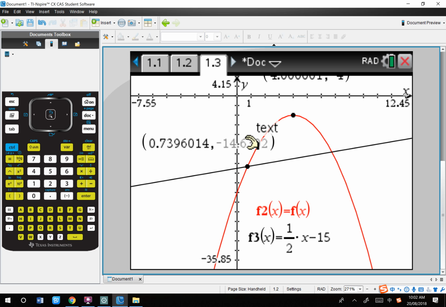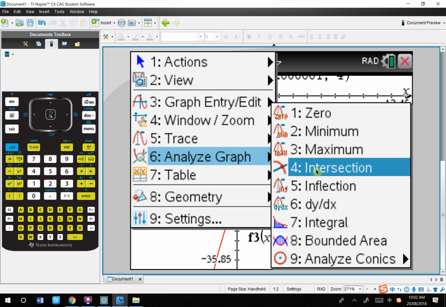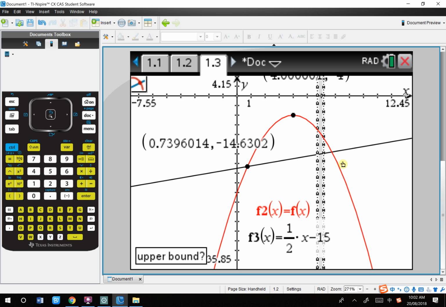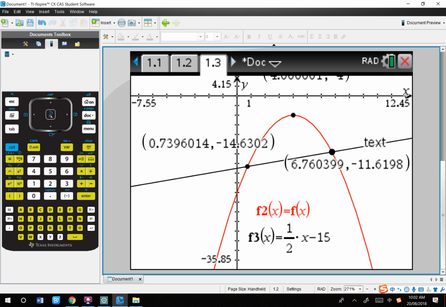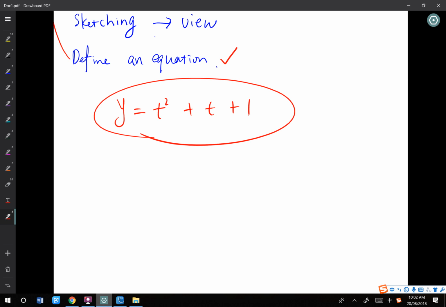I'm going to find the other one. Menu, analyze the graph, and intersection. Go to the left, press enter, go to the right, press enter. I have the intersection here. I can read the value. If the question asks you to give 2 decimal places for the intersection, you can do that easily. Just read it and then copy it down. Okay, that's my point of intersection by CAS.